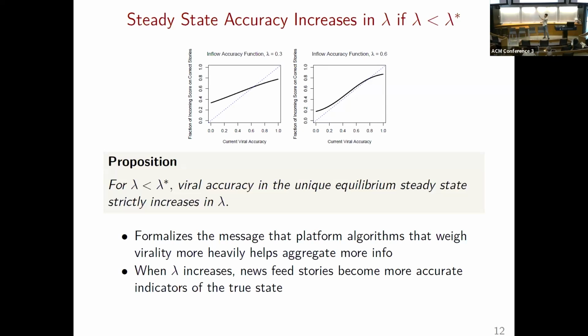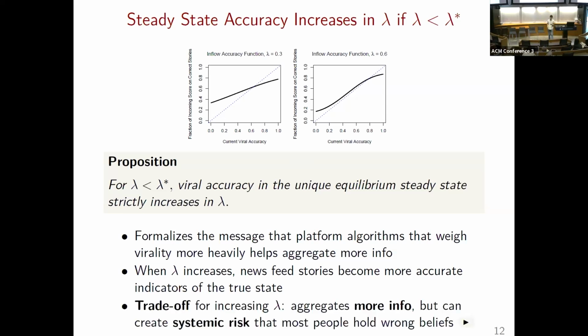And so more formally, as we increase this parameter lambda, the newsfeed stories people are seeing become more accurate indicators of the true state. We talk more in the paper about various consequences of this for platform design, but I'm basically out of time. So I'll just wrap up by saying these two results we think of as a trade-off for increasing lambda, where it can help the platform aggregate more information, but can also help create what you might think of as, informally, a systemic risk of these misleading steady states where most people end up seeing wrong content and forming wrong beliefs.